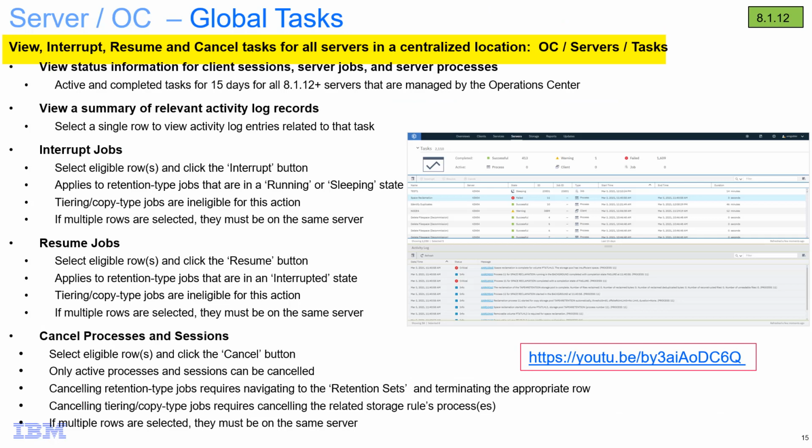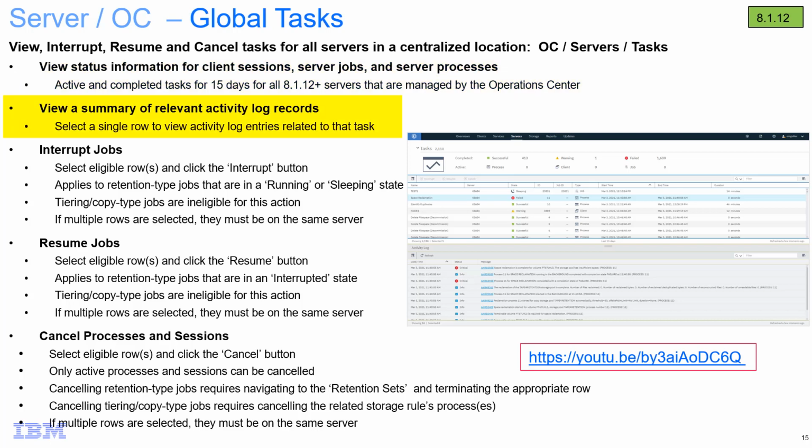The next new feature in the Operations Center is a new global task page. And this global task page allows you to view, interrupt, resume, or cancel tasks for all the servers in a centralized location. And you can find this global task page in the Operations Center under Servers, Tasks. And it'll show you the information for client sessions, server jobs, and server processes. And this will show all the active and completed tasks for 15 days for all your 8.1.12 and above servers that are managed by that Operations Center.